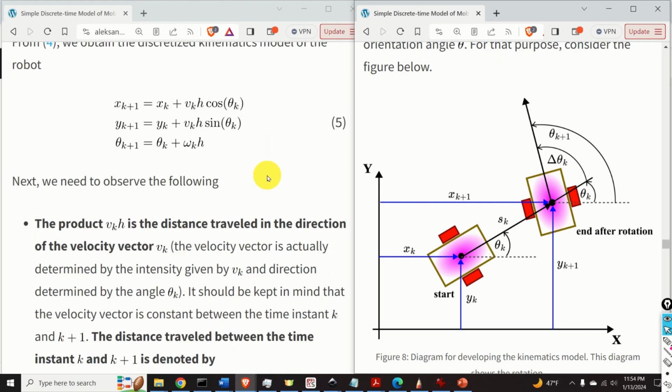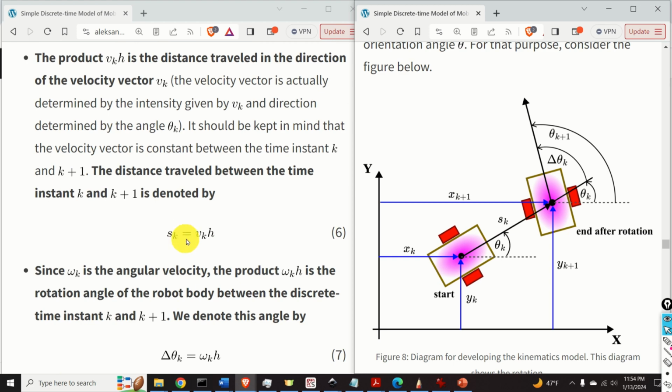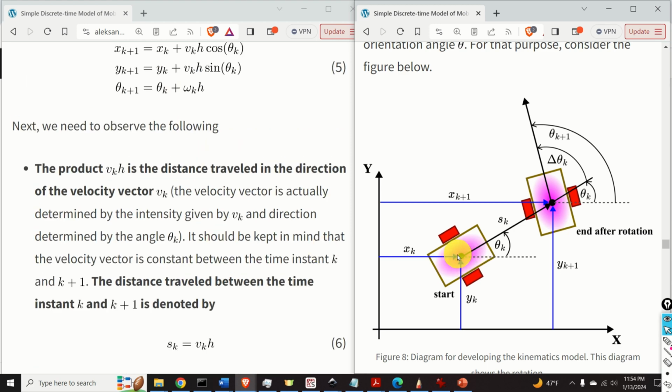Next, we need to observe a few important things. First of all, this product, that is, v_k multiplying h, is the distance traveled in the direction of the velocity vector v_k. Here is the graphical representation. The distance traveled between the time instant k and k+1 is actually v_k multiplying h, that is the velocity multiplying time, and it is denoted by s_k.